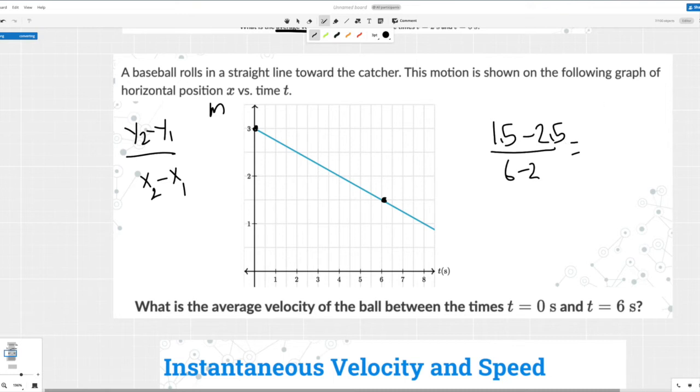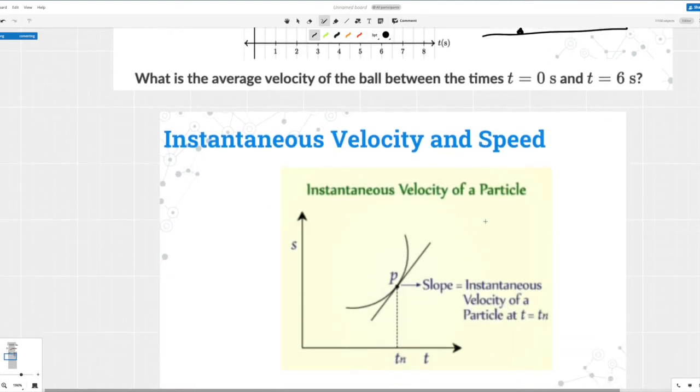If we put that in our calculator, that would give us negative 0.25 meters per second, which makes sense because if you look at it, it starts from, let's say this is 0, the origin, and we have a number line, and it goes from 3, and then it goes less and less until it reaches about here. It's traveling in this direction, the car, or the baseball's rolling in the left direction. So negative 0.25 meters per second, or 0.25 meters per second to the left.